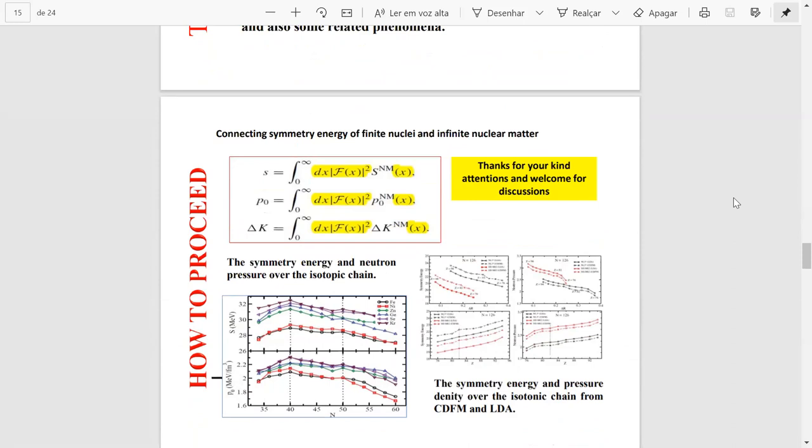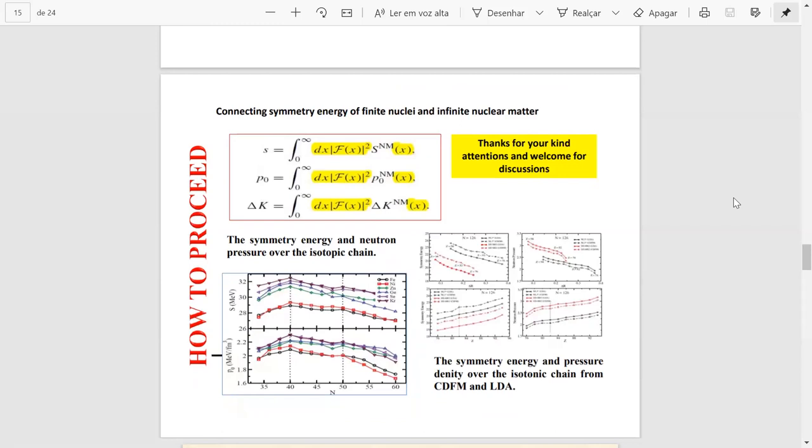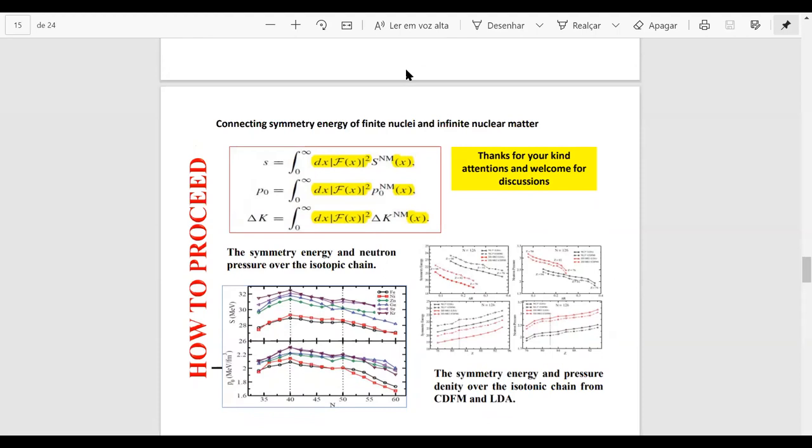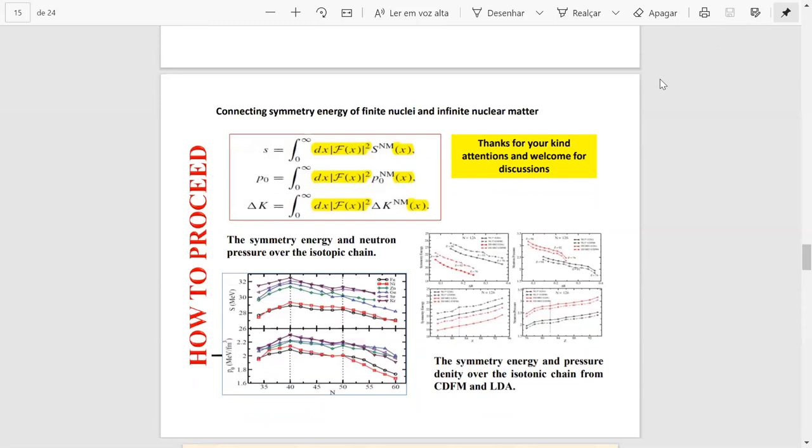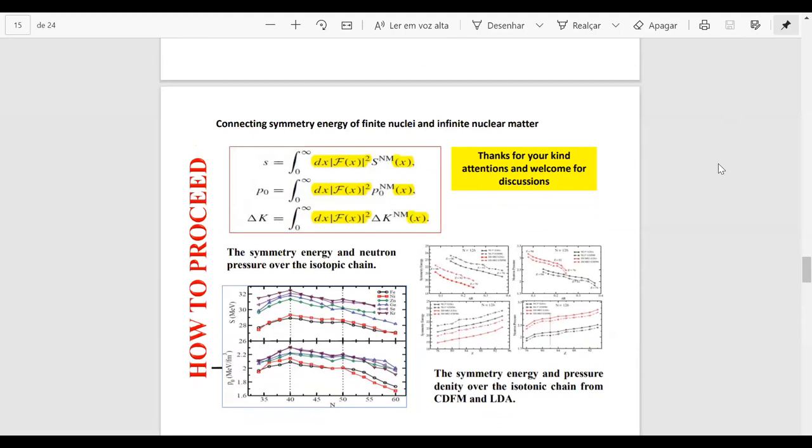The wave function can be determined by how effectively your density corresponds to a spherical density or a fluctuation. Each relative change in the density will give you information about the change in the symmetry energy, as well as its coefficients like neutron pressure and compressibility. I have already shared this in my talk videos, but here I can say that each term of the integration contains symmetry energy, neutron pressure, and compressibility as a function of x. That means it is in the local coordinate. So this transition can be performed by using the LDA or by CDFM.